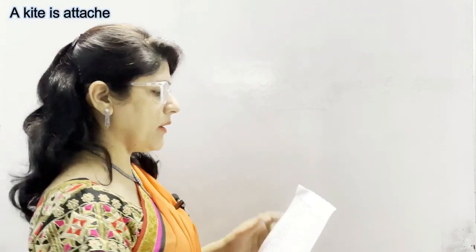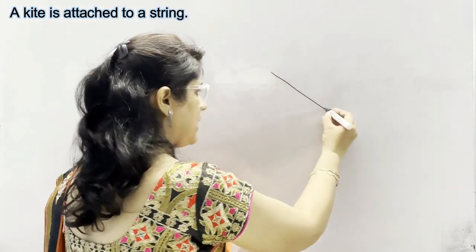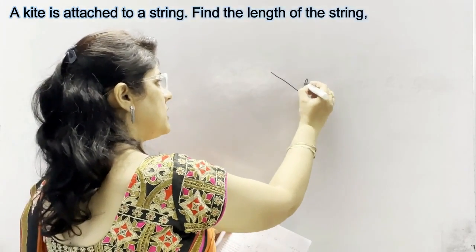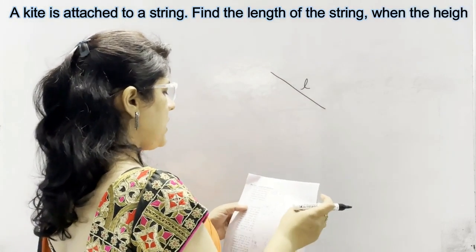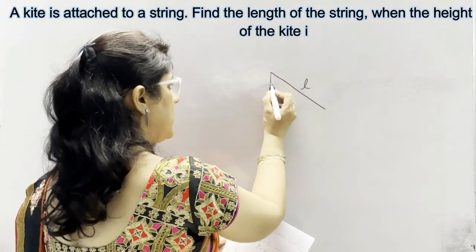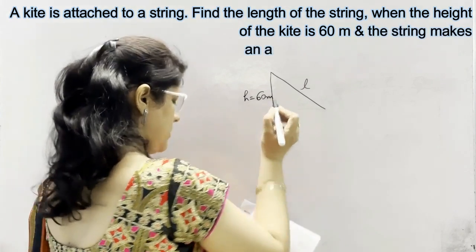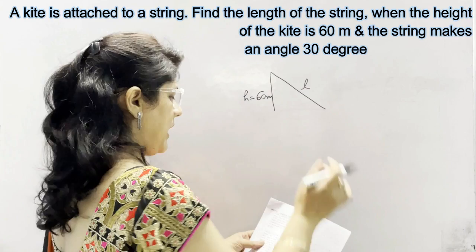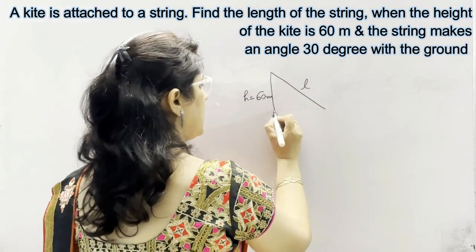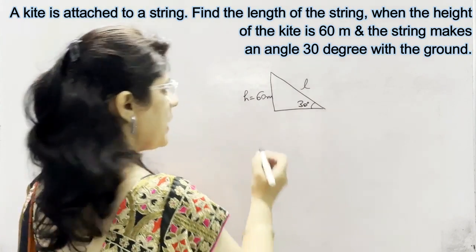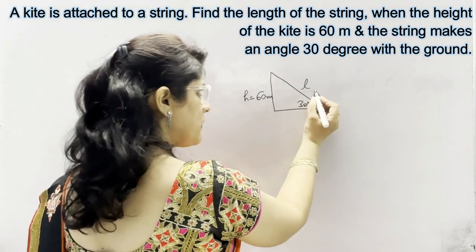Starting with the simplest one: a kite is attached to a string, and this is the kite attached to a string. Find the length of the string. This we need to calculate when the height of the kite from the ground is given, h is equal to 60 meter, and the string makes an angle of 30 degree with the ground. Perpendicular is given, hypotenuse we need to calculate.